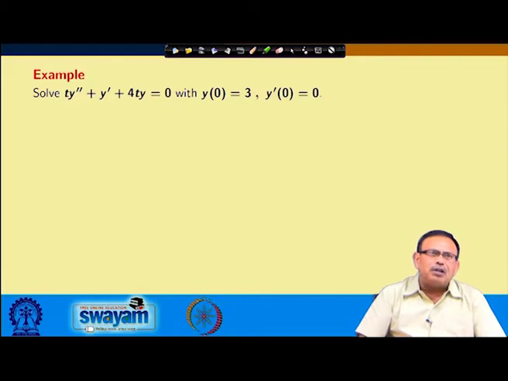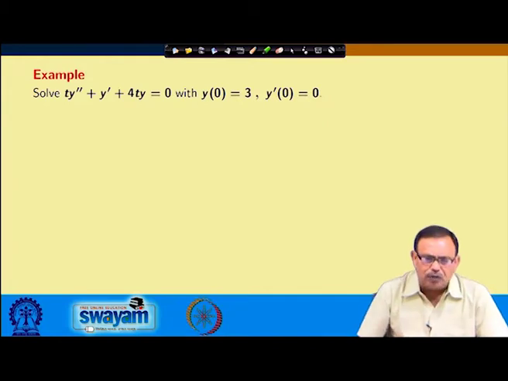Now, see this problem. Solve t y double dash plus y dash plus 4 t y equals 0 with y 0 equals 3 and y dash 0 equals 1. Please note that here the parameters are not constant for y double dash, y dash or y. They are functions of t only. In earlier problems, whatever we did, the coefficients of y double dash, y dash or y were constant. Now, we are taking the coefficients as a function of t, that is t y double dash plus y dash plus 4 t y equals 0.